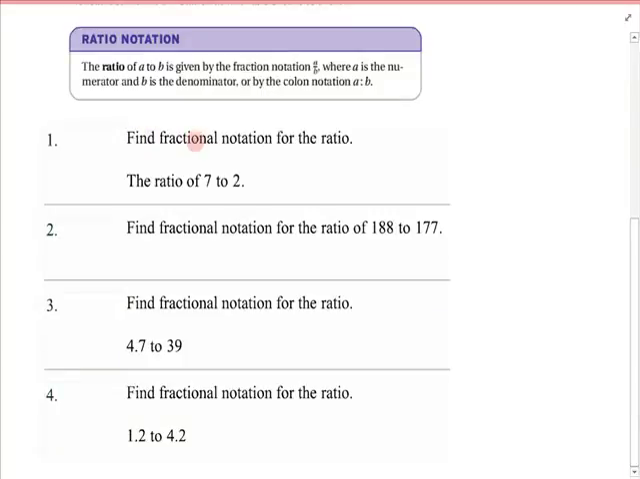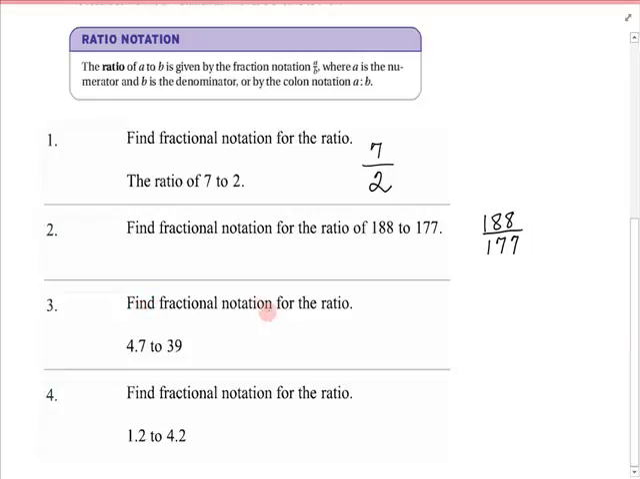It says find fractional notation for the ratio of 7:2. And all it wants is for you to write that ratio as a fraction, 7 on top, 2 on bottom. That's it. You'll use your fraction tool to do that. The next one, find fractional notation for the ratio of 188 to 177. All it wants is 188 over 177.